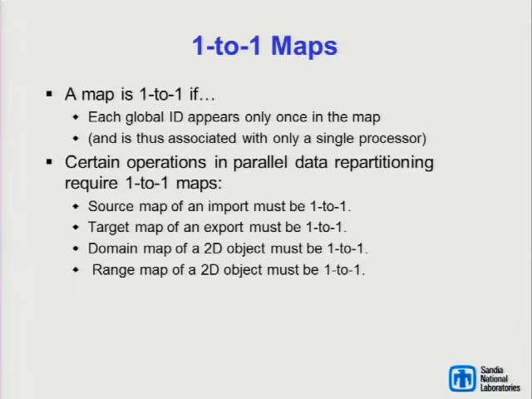So let's start with a map. A map can be one-to-one, okay? AKA each global ID only appears once in the map on a single processing element, core, what have you. There's no overlap, okay? Certain data redistribution items are going to require one-to-one maps.